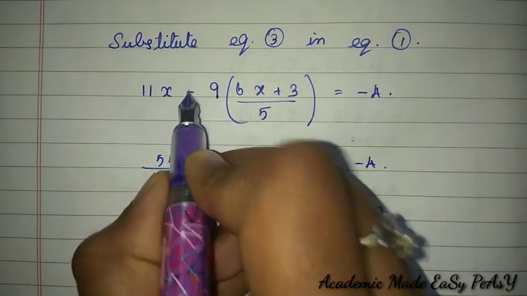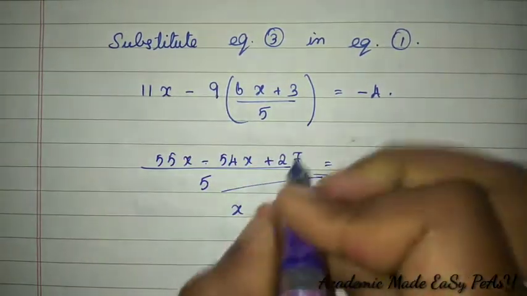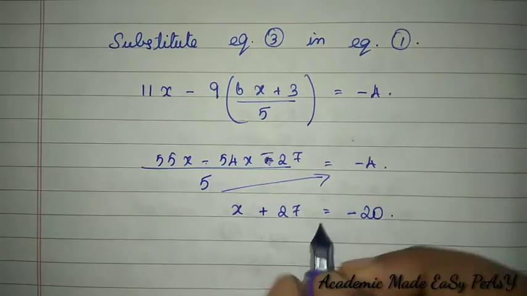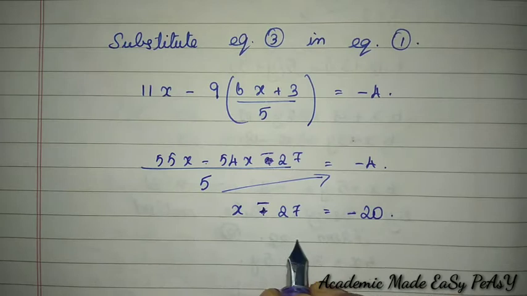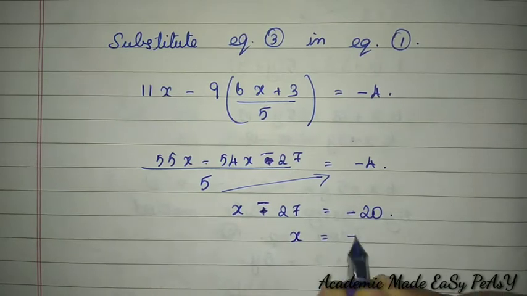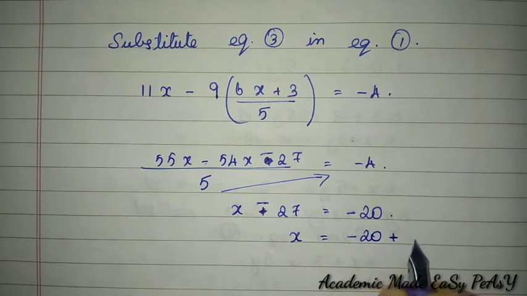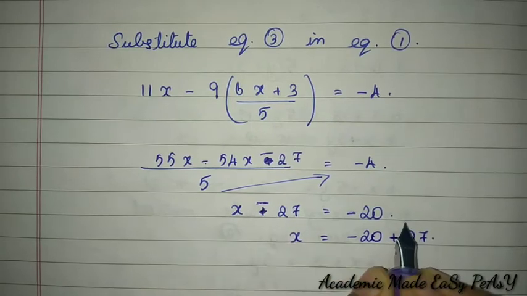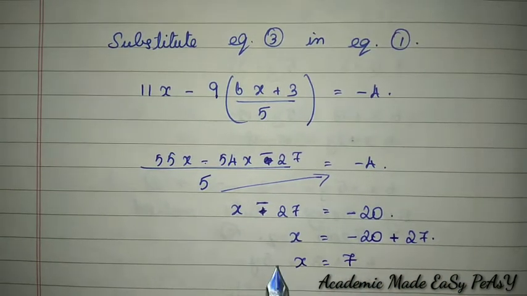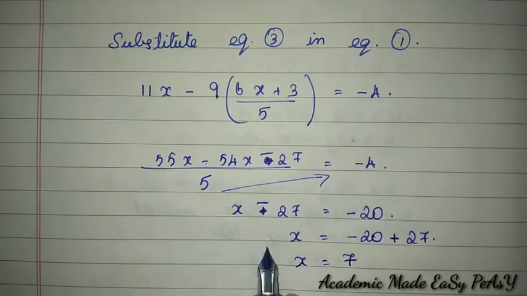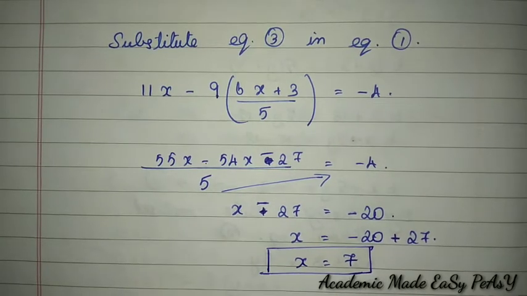So this should be minus, no? So minus into minus, it is minus over here. So this should be minus. So I will be taking this 27 to my right hand side. So x is equal to minus 20 plus 27. Minus goes to the other side, it becomes plus. So x is equal to 7. This is my value for x.